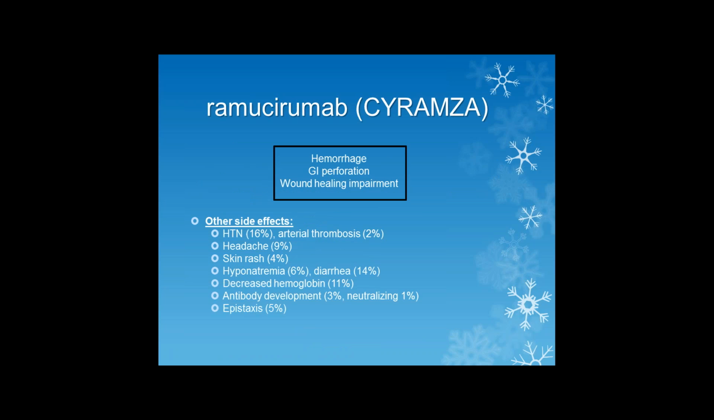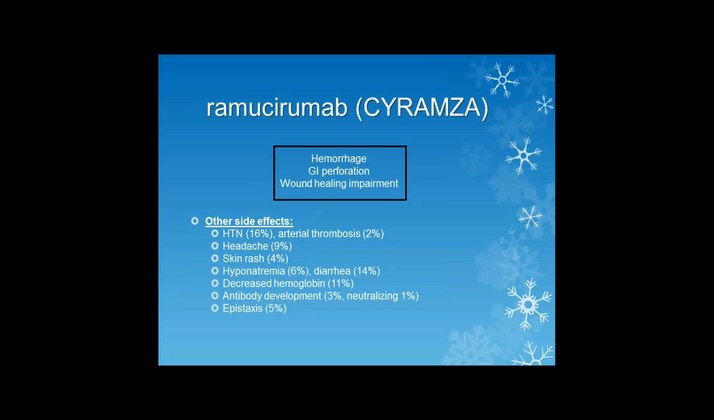So the black box warnings for this are pretty similar to bevacizumab, the hemorrhaging. They had both general hemorrhaging in their warning, and also specific to GI. So GI bleeds can be really severe. The GI perforation, again, potentially fatal, so discontinue the drug if patients were to experience that.